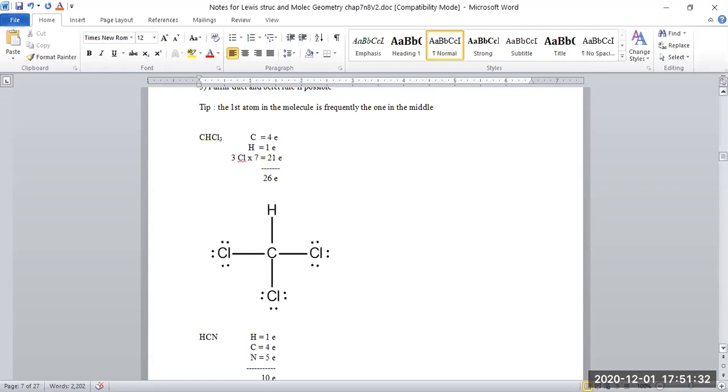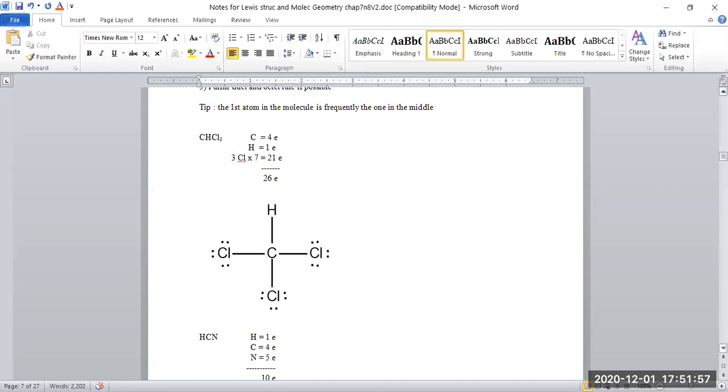Hydrogen is never, ever, ever allowed to make a double bond. It has a single bond and it's done. Also, due to the duet rule, you will never see dots around your hydrogen. Once it shares the one it brought to the party with its buddy, it's done.